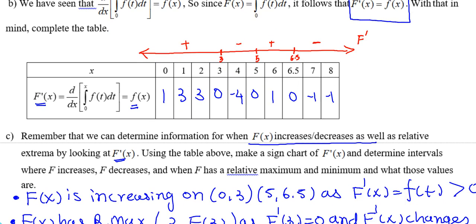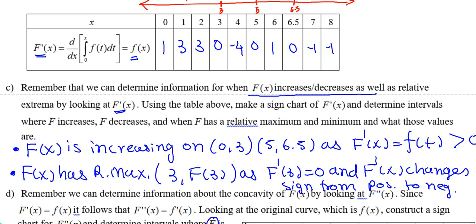So I'm going to show you what you should be writing and how. Uppercase F of x, because we are talking about uppercase F, you are going to forget about the lowercase f. That's just part of the process. Uppercase F of x is increasing on 0 to 3, with a closed parenthesis, where it's positive. The reason is uppercase F prime of x, equal to f of t, is greater than 0.